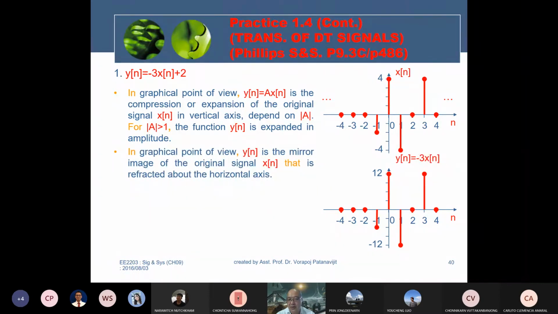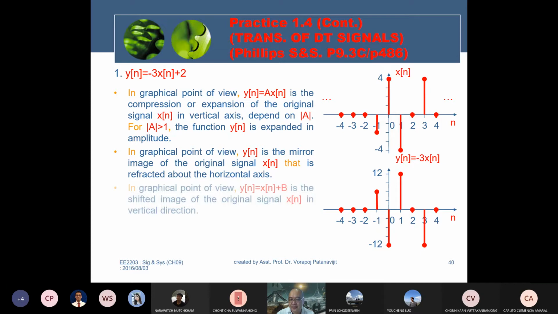From the graphical point of view, y[n] is the mirror image of the original signal x[n], that is, reflected about the horizontal axis. Okay, we flip with respect to the horizontal axis. You can see that. And the last one, we proceed to the amplitude shifting.